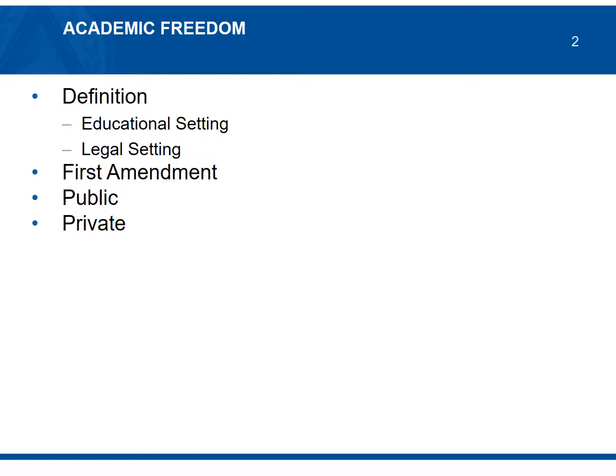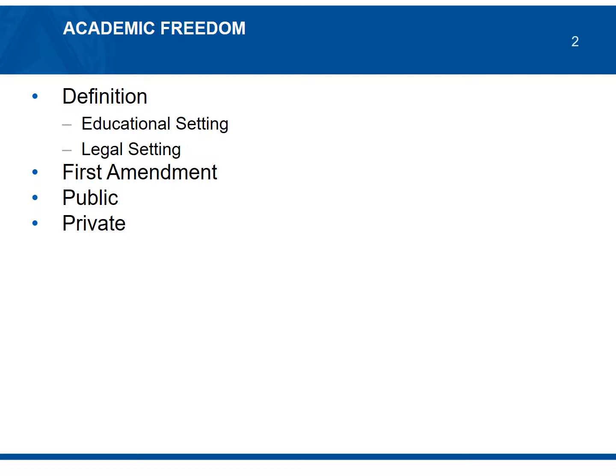Just as with private citizens, faculty are protected by the rights extended through the First Amendment regarding freedom of speech and expression at both public and private institutions, regardless of tenure status. The First Amendment rights of public employees have been upheld in a multitude of cases, with the landmark case being Pickering versus the Board of Education in 1968.